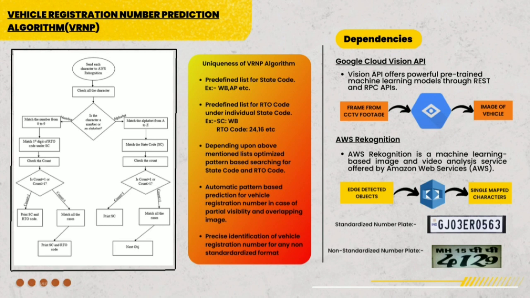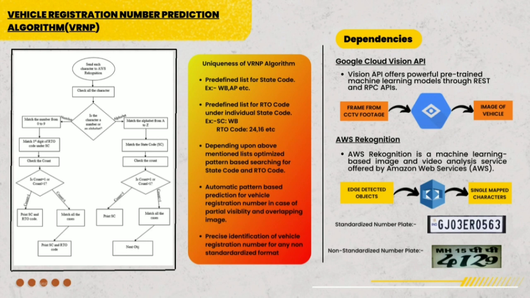Now, why are we using this algorithm and what's its uniqueness? First, in this algorithm, we have a predefined list for state codes and a predefined list for RTO codes. Depending upon these two lists, optimization pattern based searching is done for state code and RTO code. Therefore, it helps us in precise identification of vehicle registration number for any kind of non-standardized format.